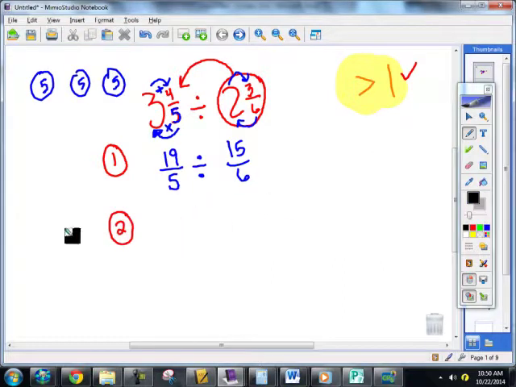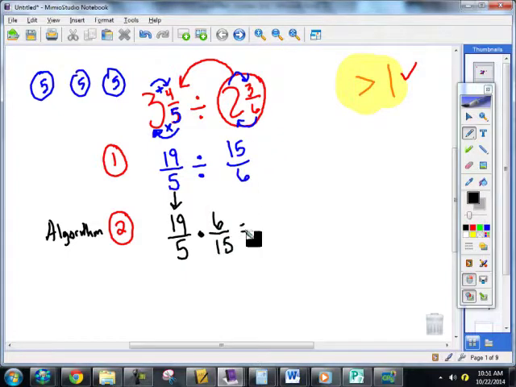Okay, now step 2, that's when we're going to do the algorithm for division of fractions, which is division is just multiplication by the divisor's reciprocal. So the dividend never changes. Keep that as 19/5. Divide is going to become multiply. And then the reciprocal of 15/6 would be 6/15. Okay, and I have to get a calculator out. 19 times 6 gives me 114. Okay, and 5 times 15 is going to give me 75.